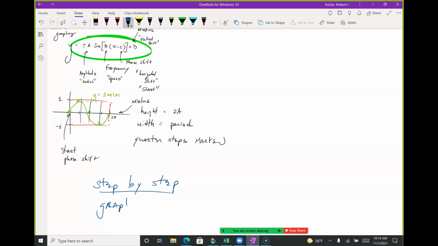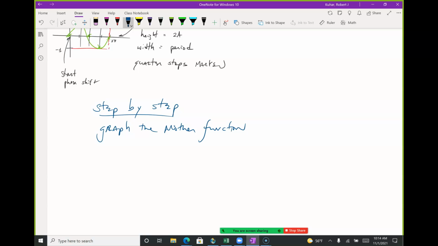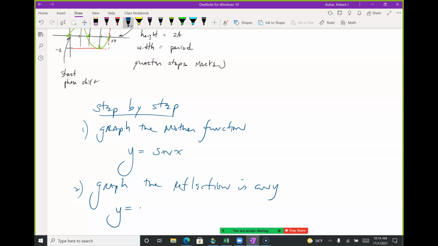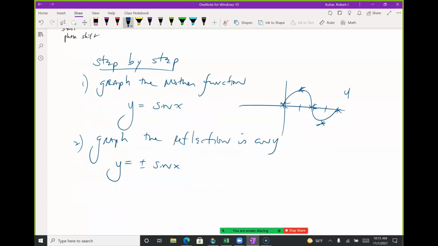Graph the mother function. Y equals sine of x, right? Graph the reflection, if any. So y equals plus or minus sine of x, right? So the first graph, 1, 2, 3, 4, right? This is how quick I want you to be able to do it in my Calc 1 class. There's my sine function, right? So there's y equals sine of x.